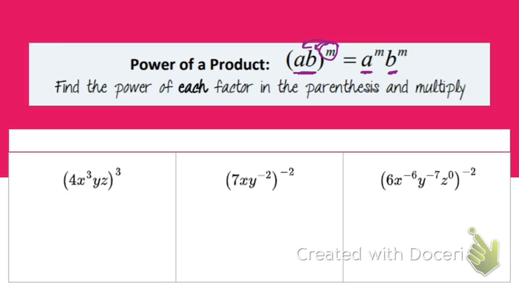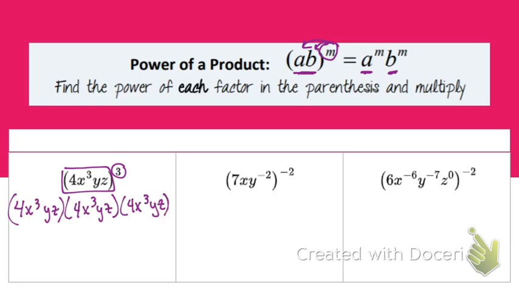Again, we'll look at one of these problems the long way, and we'll see how this works, and then we'll use that shortcut moving forward. So if we look at this first problem, we see that we've got something cubed. If we're cubing something, that means we're going to write it out 3 times. So just like that. And then using our associative properties and our commutative properties, we're going to rearrange all of this. So we're going to put all of the 4's together, all of the x's together, all of the y's together, all of the z's together.